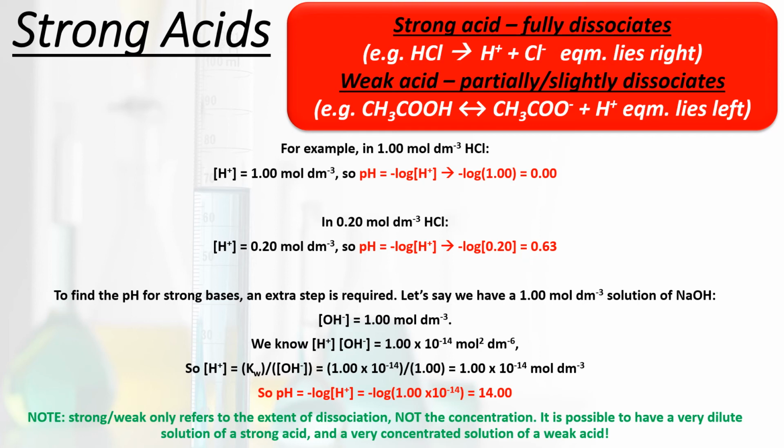Now, a really important thing to note is that strong and weak in these terms only refers to the extent of dissociation, not the concentration. So strong means it fully dissociates, weak means it partially dissociates. It doesn't have any bearing on actually how concentrated a solution is. So it's very possible to have a very dilute solution of a strong acid, and likewise a very concentrated solution of a weak acid. The strong and weak only actually refers to how dissociated it is.